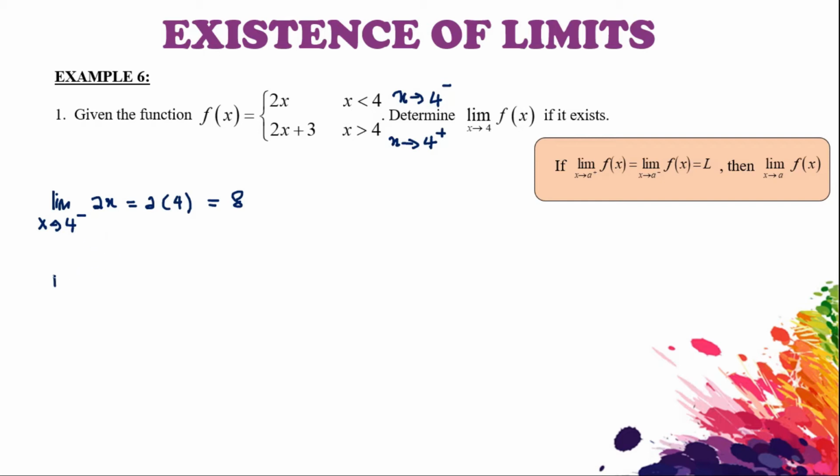So now we want to find the limit of f(x) when x approaches 4 from the right. Which function is for the right? We know that the function is 2x plus 3. So this is our f(x), 2x plus 3. So just do substitution. Substitute 4 into x. 2 times 4 plus 3 equals 11.